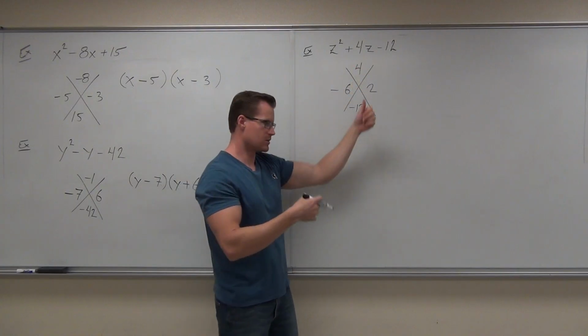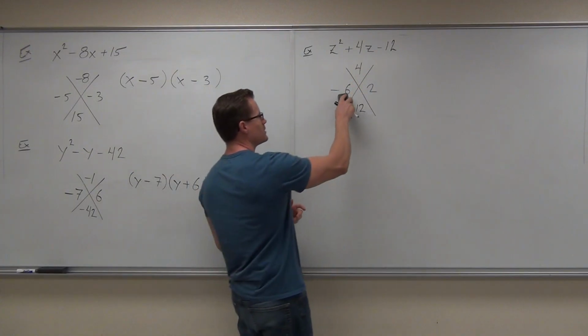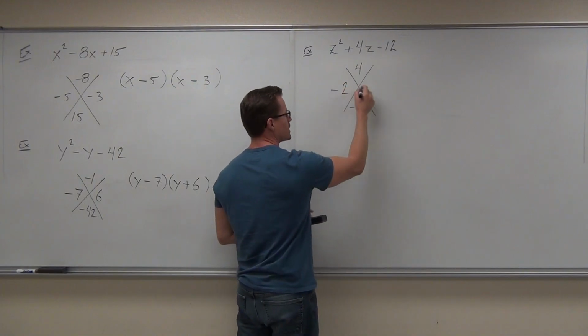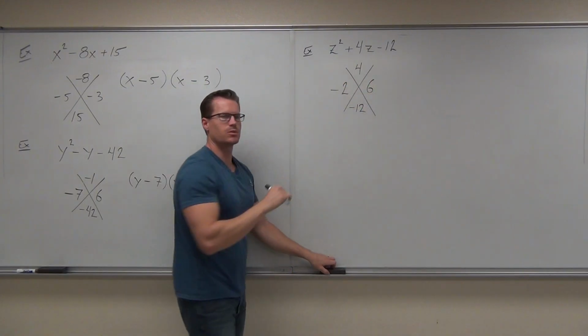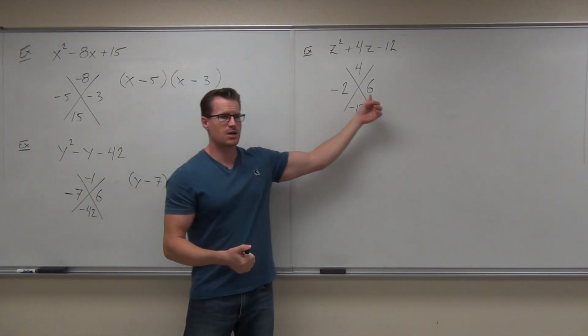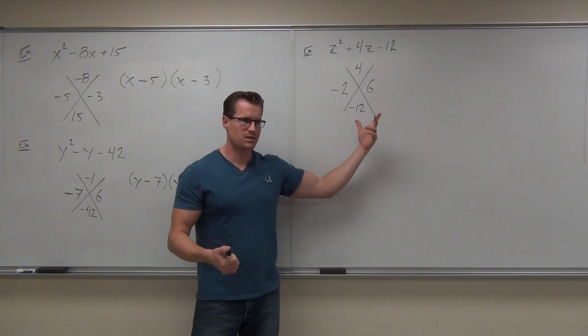So use this kind of process of elimination almost, or at least some critical thinking, to realize the smaller number's negative, the bigger number's positive, and then we double check it. Negative 2 plus 6, oh yeah, it's 4. Negative 2 times 6, practically done.